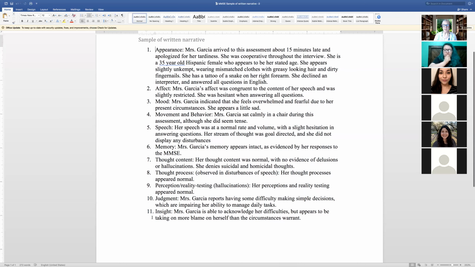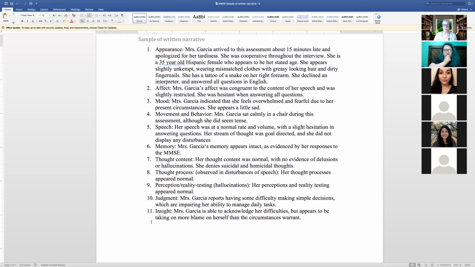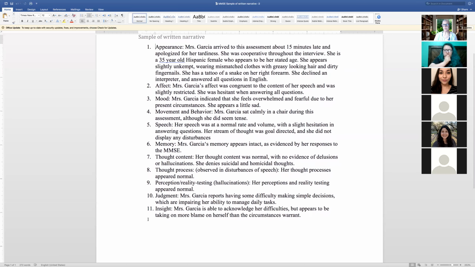And insight is about, do they understand what difficulties they're having? Or do they blame other people? Or do they overblame themselves for their problems? Do they make a lot of excuses? That would be something about insight.